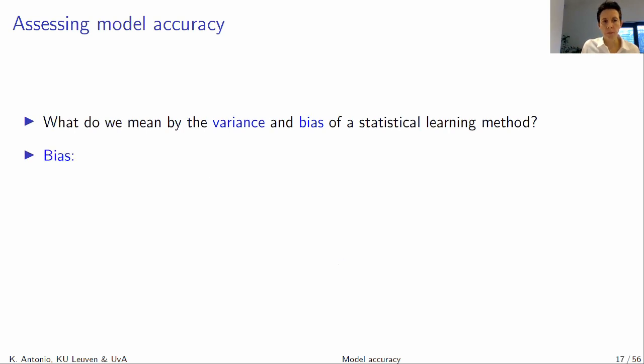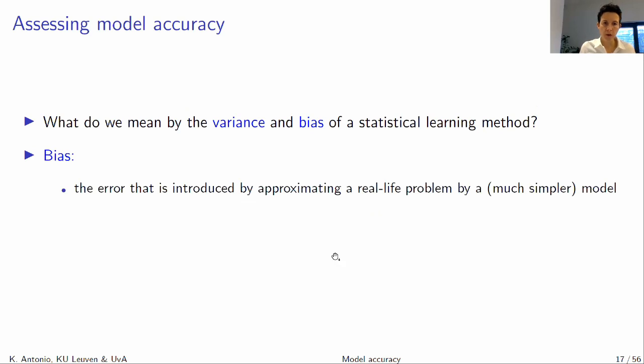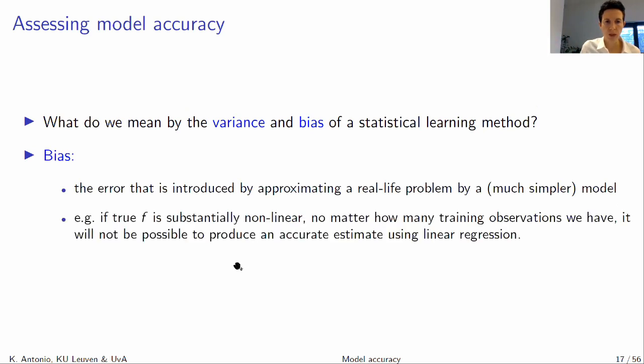If we look into the bias term, that is the error that you introduce by approximating a real-life problem with a model. So that is the difference between the true f and the expected value of my f hat, and then we get this bias term squared in our expression. So if the true f is substantially nonlinear, for example, then no matter how many training observations you have, if you construct for the f hat a linear model, then you will never be able to get close to the true f.